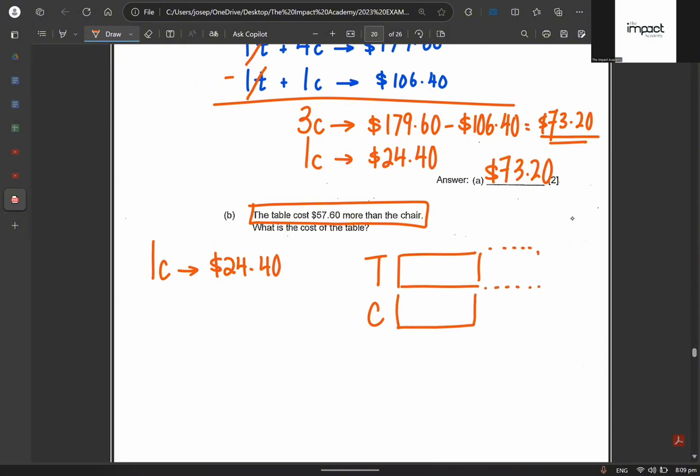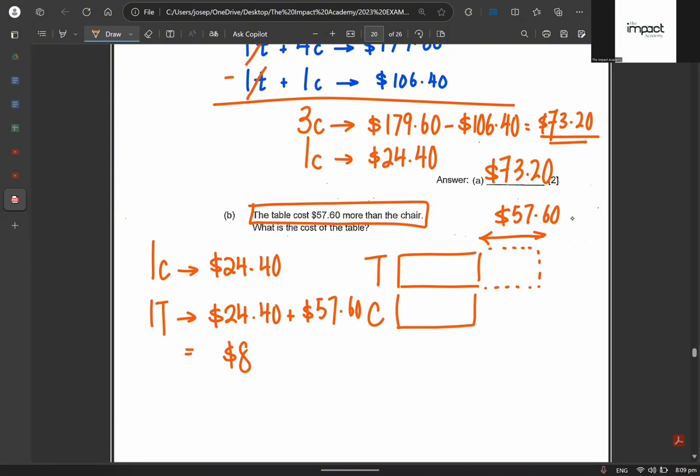Very good. The table costs how much more than the chair? $57.60. Exactly. Can you all see that this is $57.60? Are you understanding or not understanding? So you see the chair is $24.40. So how much do you think is the table? The table would then be $24.40 plus $57.60. Do you understand or don't understand? Okay, so in this situation, my answer would then be $82, and that is my answer for this question.